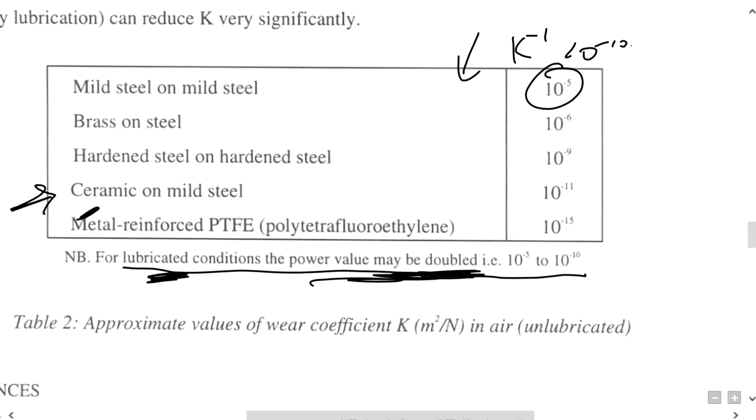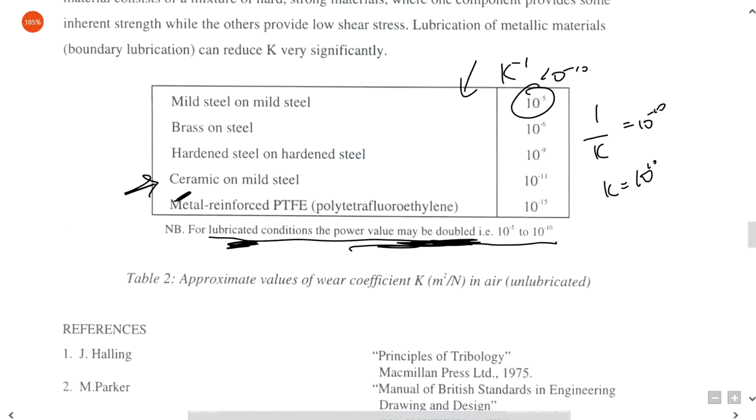So 1 over K is equal to 10 to the minus 10. If K then is equal to 10 to the 10, then it is very big, you know. So this means that the material is very hard. I don't know, there's a relationship in there. So take note of the coefficient. I think it will be very important to know. It is in meter square per Newton. So this is equal to K.